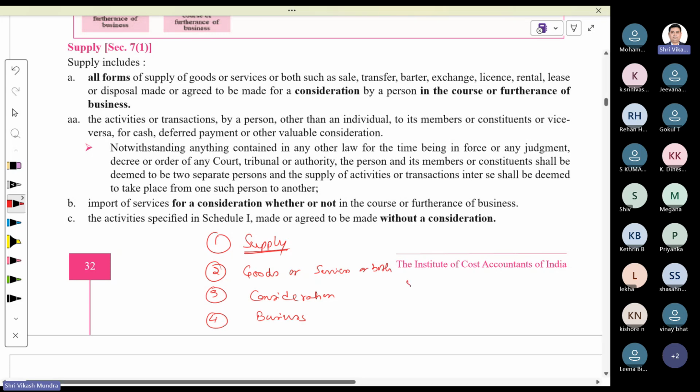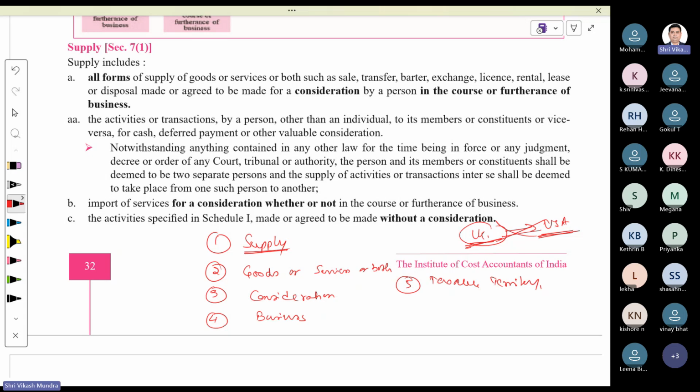Next, that supply should be made in the taxable territory. What do you mean by taxable territory? Suppose a person located in the UK is selling some goods to a person located in the USA. Do you think our GST is applicable in this type of transaction? A person located in the UK is selling goods to a person located in the USA and goods are moving from the UK to the USA. Do you think Indian GST is applicable? No. The answer is no.